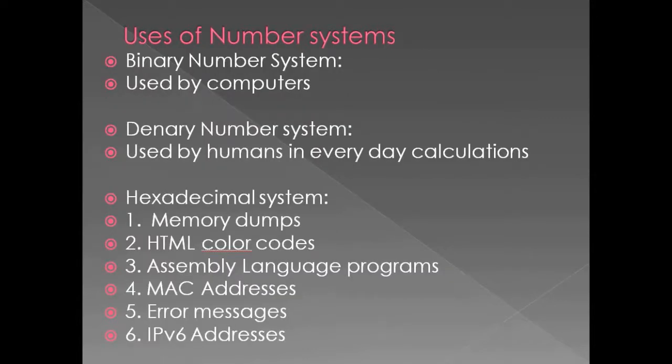Uses of number systems. Binary number system, as we have discussed above, is used by computers. Denary is used by humans in everyday calculation. Now the important part, uses of the hexadecimal number system. You have to remember at least 3 uses, because the examiner asks for 3 or more uses. Memory dumps: you don't need to write any detail for it, just remember these phrases. HTML color codes. Now do not write just color codes, you have to write HTML color codes. And then assembly language programs, MAC addresses, error messages, and IP version 6 addresses. Again, you do not need to write any details in this type of question. You just need to write down simply the uses. That's it.